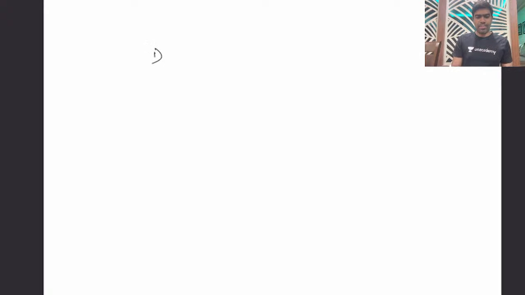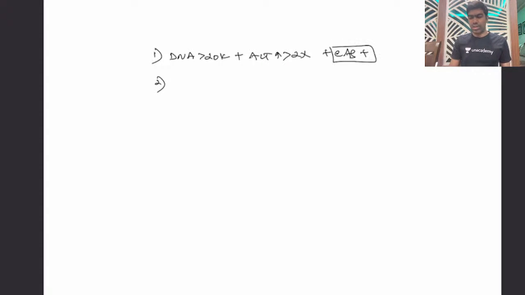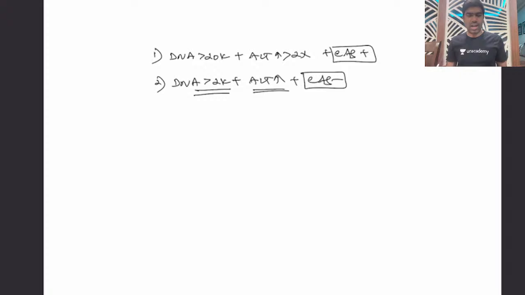So indication number 1, if the patient has a DNA level of more than 20,000, plus the ALT is elevated more than 2 times the upper limit of normal, and the patient is E antigen positive, then definitely it's a straightforward indication for therapy. Second indication is DNA more than 2000, plus the ALT elevated, if the patient is E antigen negative. That is the indication for treatment. Third, if the patient has cirrhosis, none of these things matter. Straight away we are going to start the treatment.